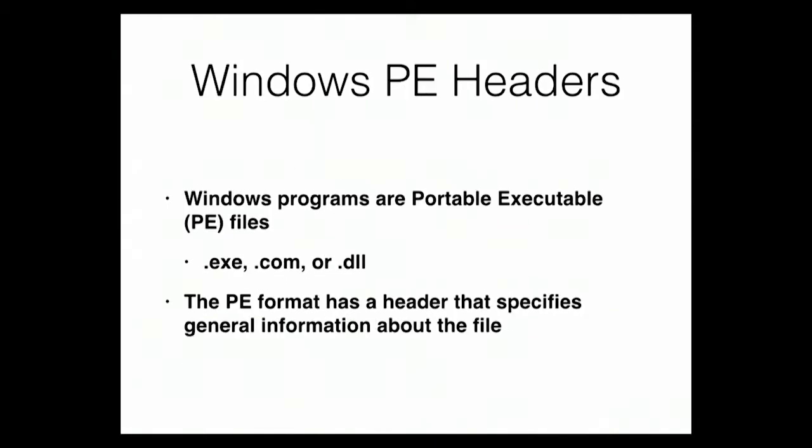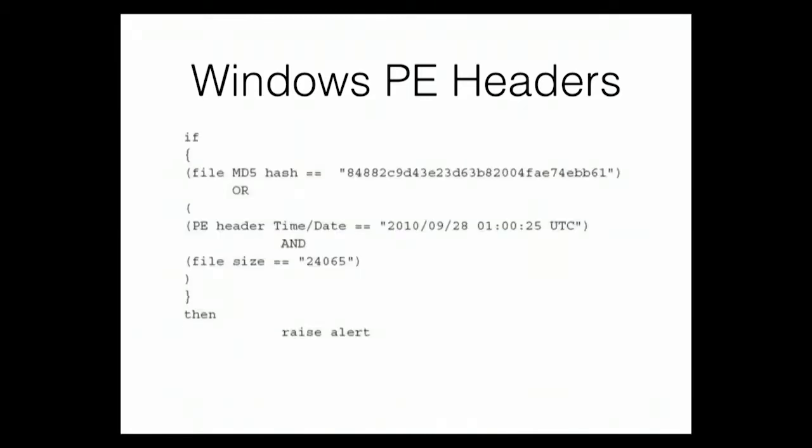Now, Windows files are portable executable files. This is the standard format for all Windows executables, DLLs, COMs, and EXEs. And the PE file header has a list of the library functions that are going to be used. So you might want to take the hash, or if it was compiled at exactly this time, or the file size is exactly this big, that would be a broader group of things which would more likely detect even small variations on the file and still not trigger too often on false positives.